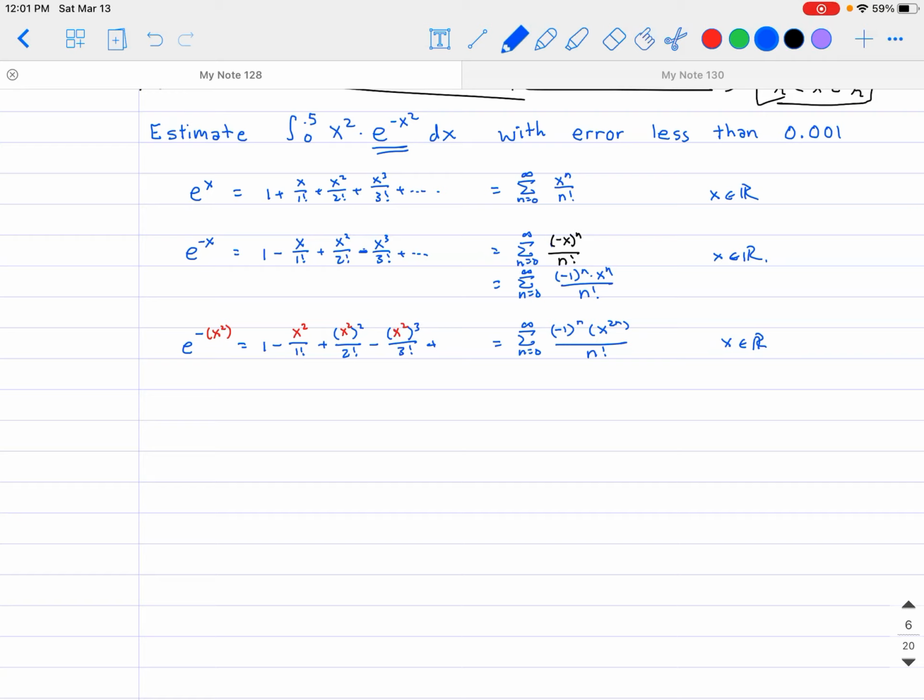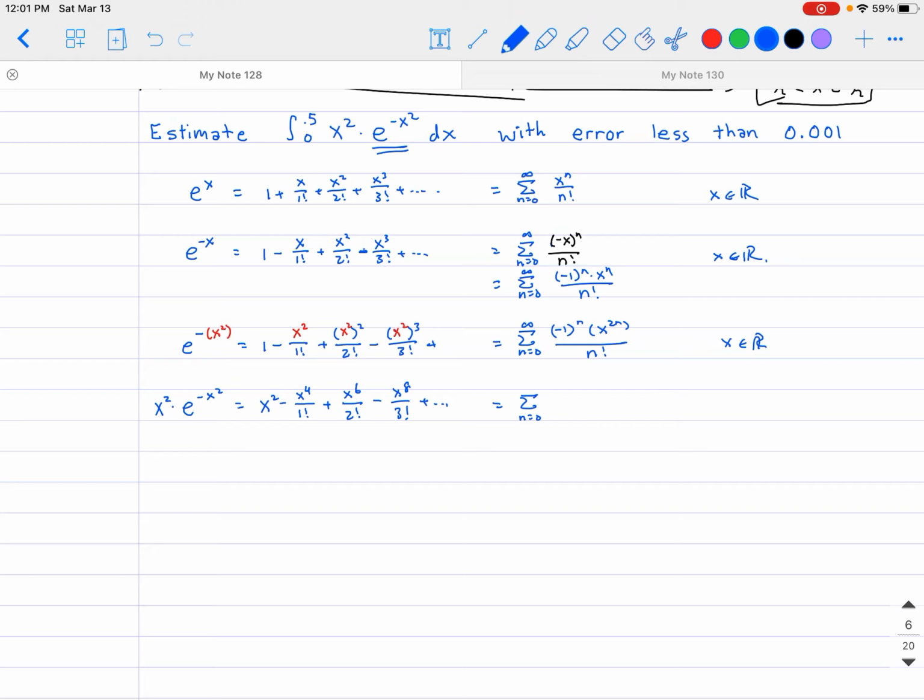Now we need to implement the x squared, so we're going to multiply everything by x squared. So x squared multiplied by e to the negative x squared is equal to x squared minus x to the 4th divided by 1 factorial, plus x to the 6th divided by 2 factorial, minus x to the 8th divided by 3 factorial, and so on.